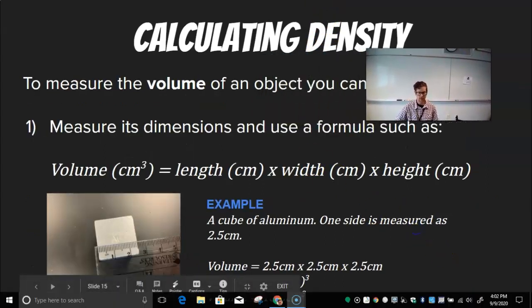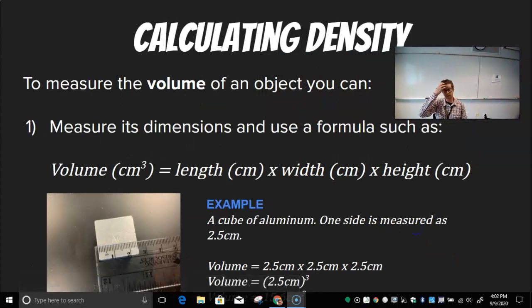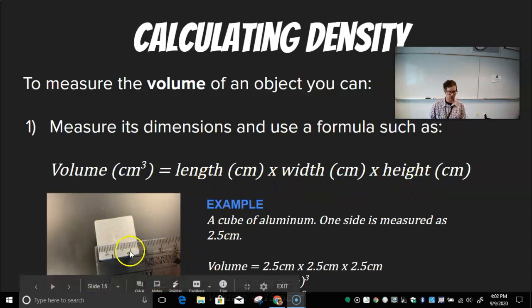Moving along. How do we figure out the volume of an object? Well, there's two ways. The first way is pretty simple. Measure its dimensions and use a formula that calculates the volume of a solid. For example, if you have a box, the volume is length times width times height. I happen to have this cube of aluminum right here. It is an actual cube of aluminum. I simply stuck a ruler on it and measured that the side of it was 2.5 centimeters.